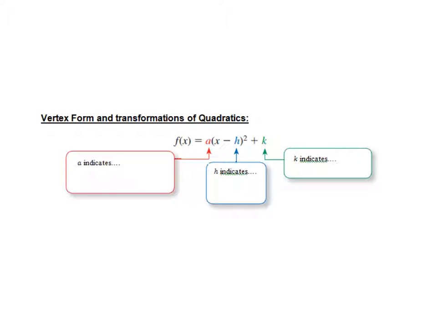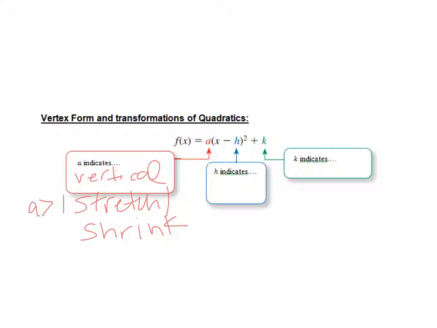A is going to cause a vertical stretch or shrink. So if your A value is greater than 1, it's going to be a stretch. If your A value is less than 1, then it will be a shrink.